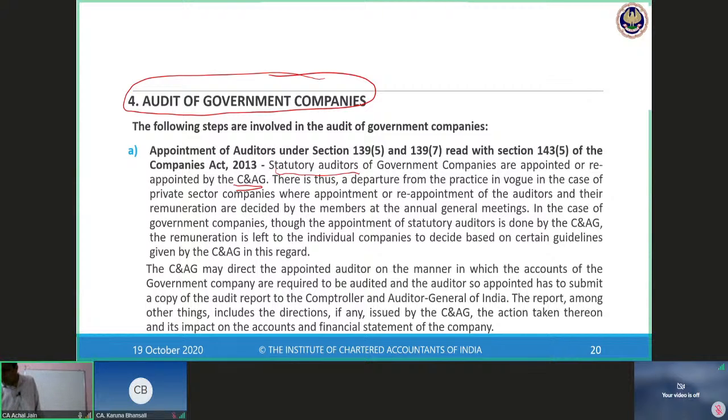In case of government companies, though the appointment of the statutory auditor is done by the CAG, remuneration is left to individual companies to decide, based on certain guidelines which will again be given by the CAG. The CAG may direct the appointed auditor on the manner in which the accounts are required to be audited, and the auditor so appointed has to submit the audit report to the CAG. So this is the first step. So the CAG is directing the appointed auditor.